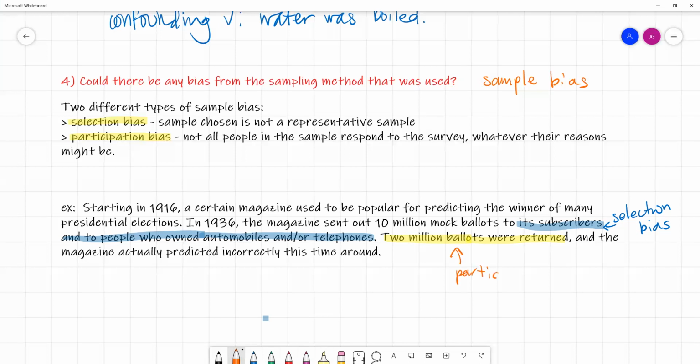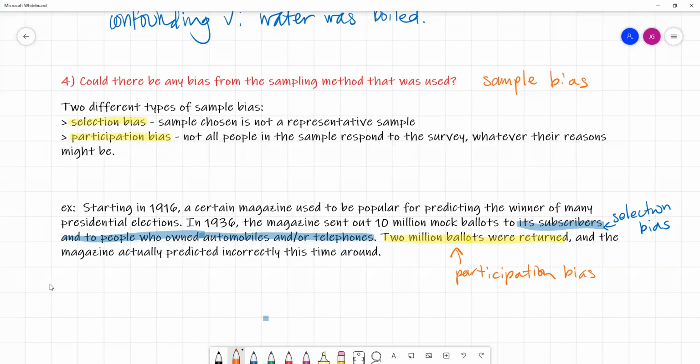And that can skew your results a lot. If you were expecting a certain response rate and you got significantly less, you have no idea what those 8 million ballots say, or what those 8 million ballots could have said that were not returned. That could have very well helped the magazine to keep its reputation of predicting the election correctly. But it didn't, right? Because we didn't get those 8 million ballots.